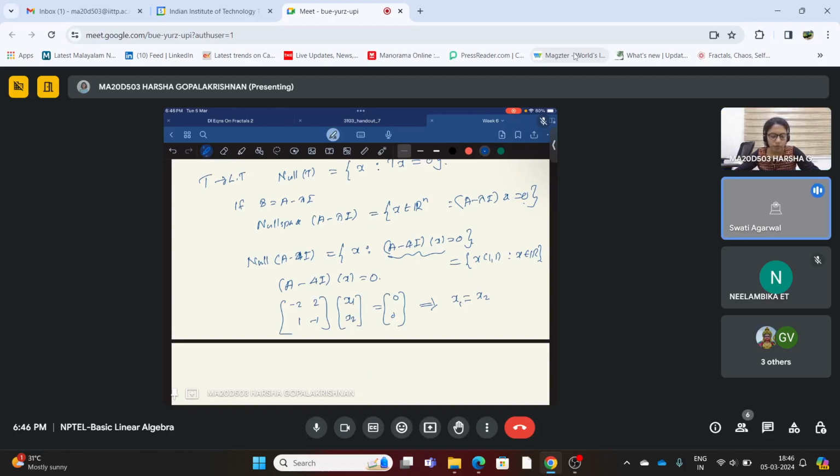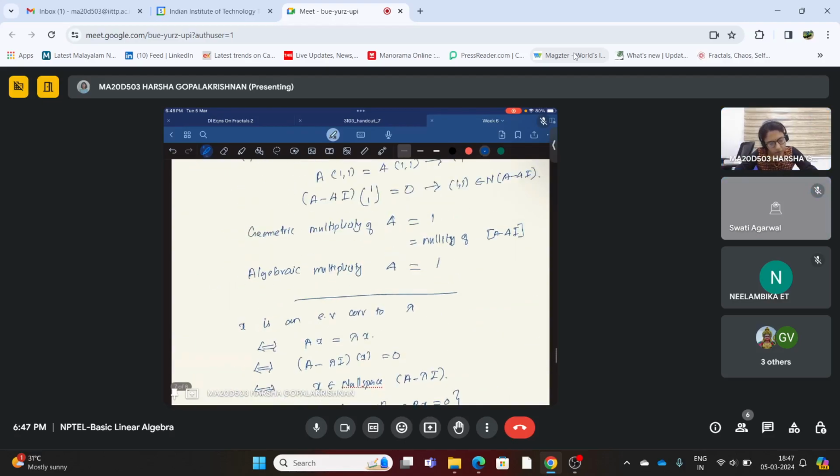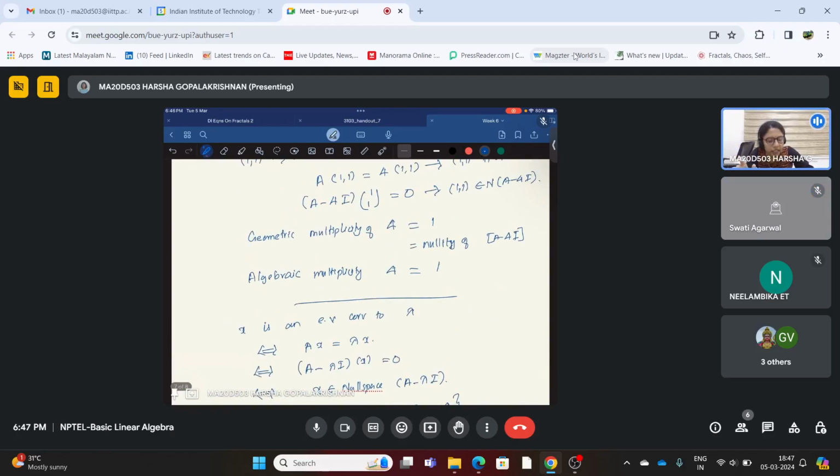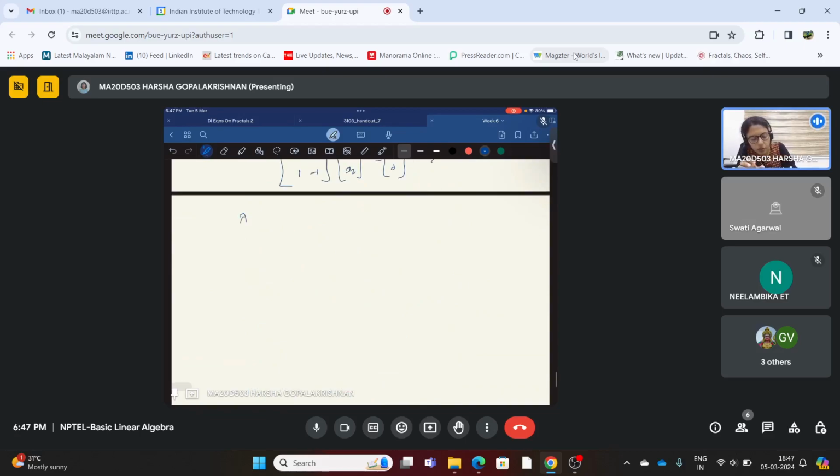Sorry for the digression here. Okay, so we got the algebraic multiplicity: it is how many times that particular 4 is a root of our characteristic polynomial, and the geometric multiplicity is the dimension of the null space of A minus 4I, right? Now in the same way, for lambda equal to 1 also we need to find. Let us do that quickly.